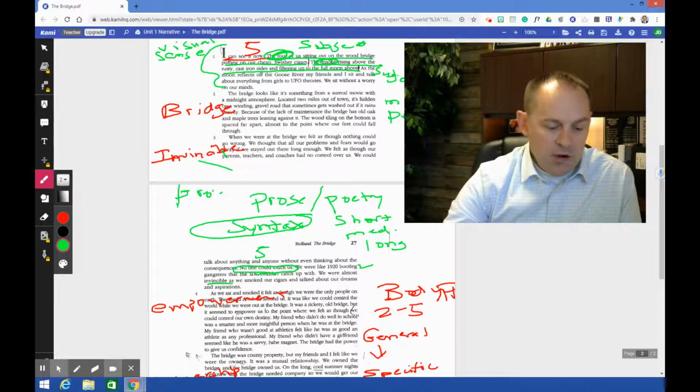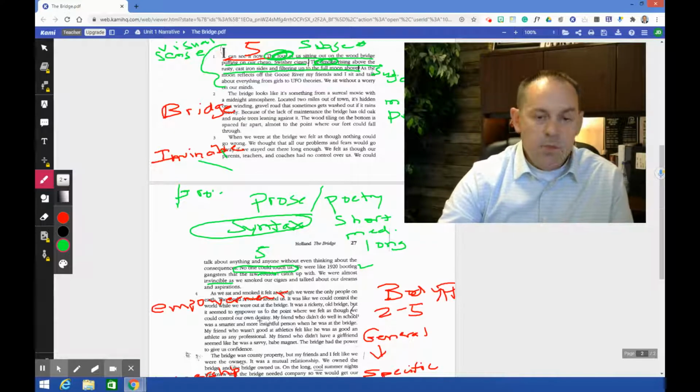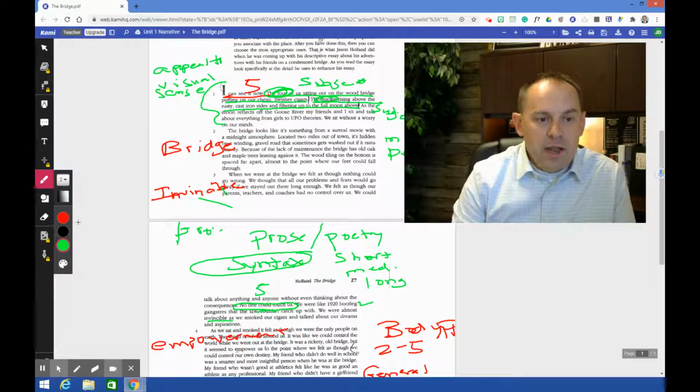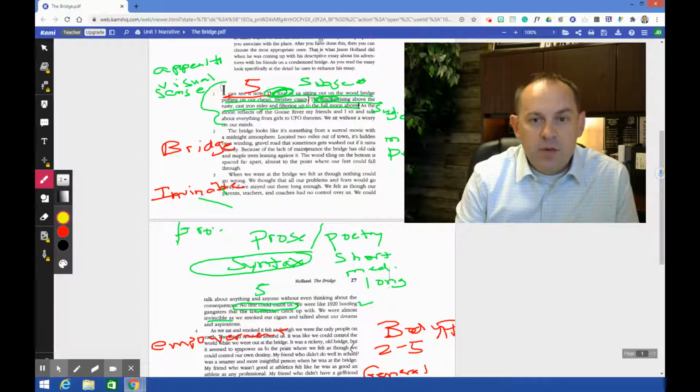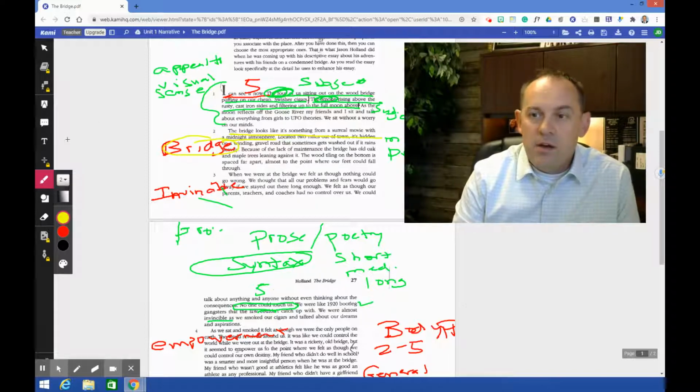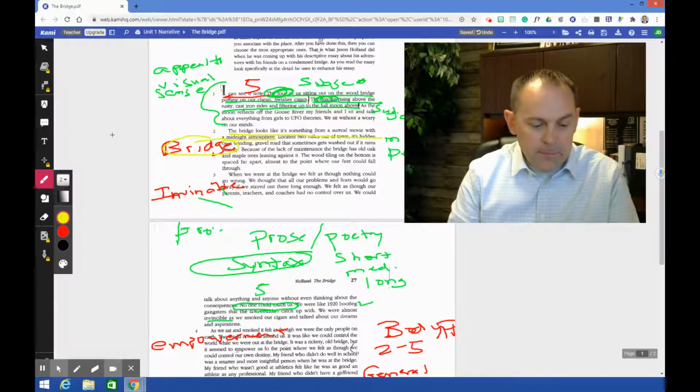It says reread paragraph 2, which sentence functions as the topic sentence. Now, the topic sentence is the one sentence that has the main idea in it. The bridge looks like it's something from a surreal movie with a midnight atmosphere. Then it tells you where it's located, what it looks like. So really that first sentence there, that's the topic sentence. And it all has to do with that main idea that we identified of describing the bridge.